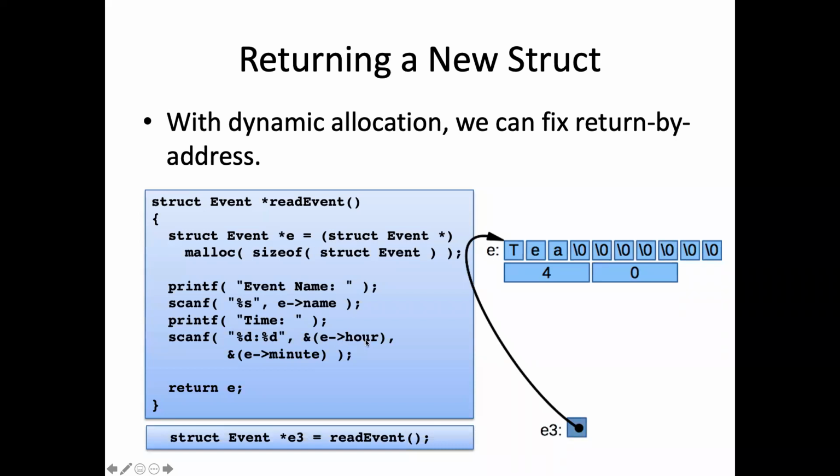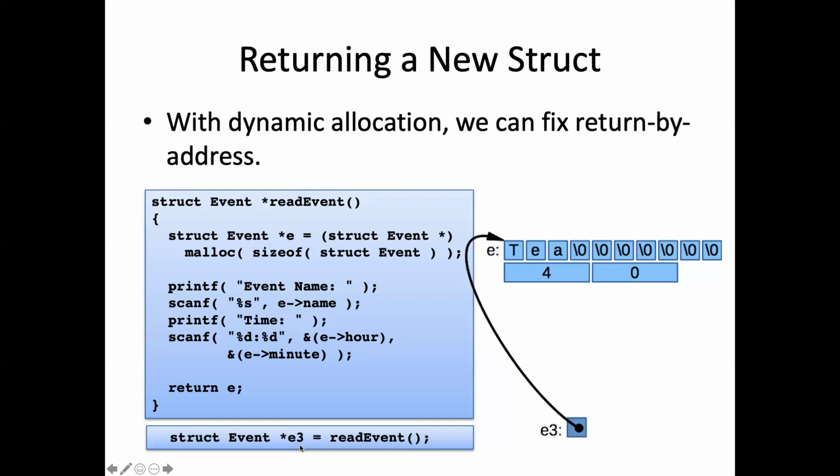But for scanf, I need to pass the address of that field. So I'll put an ampersand in front. You don't absolutely need the parentheses here. The precedence works out the same way even without them. But I usually put them in here just to make this easier for a human to read. So I want the address of the hour field, the address of the minute field. Once I've populated all the fields in that struct, I just return that pointer to the caller.